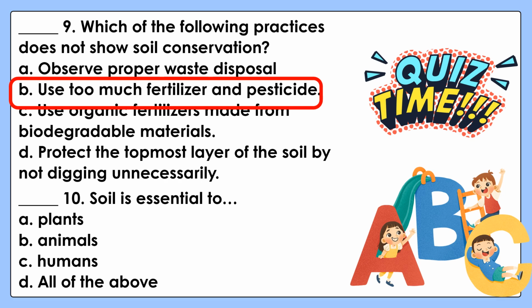Number 10. Soil is essential to A. Plants, B. Animals, C. Humans, or D. All of the above? The answer is letter D. All of the above.